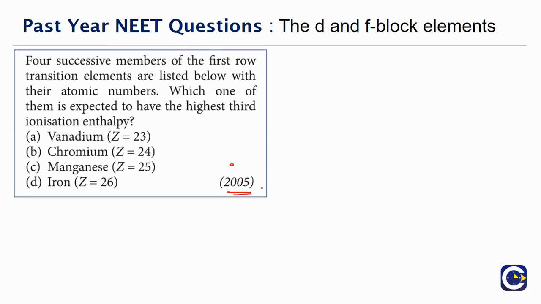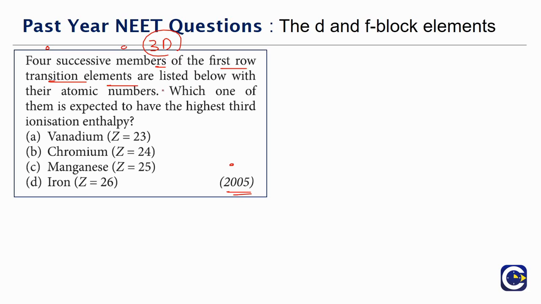Next we have a question that has come in the year 2005. 4 successive members of the first row of transition elements. Typically I have been telling that we will usually get questions on the first row of the transition series. First row means we are talking about the 3d series: scandium, titanium, vanadium, chromium, manganese, iron, cobalt, nickel, copper, zinc. Zinc, of course, we will not count in the transition elements.